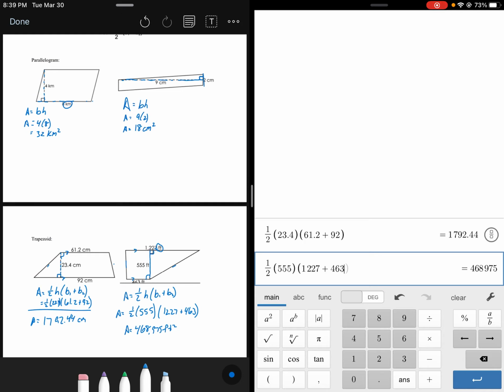If you have any questions, please let me know. On the Schoology assignment, you will be finding the area and the perimeter. For perimeters, you're just adding up all the sides. It's just like any other perimeter problem. Let me know if you have any questions.